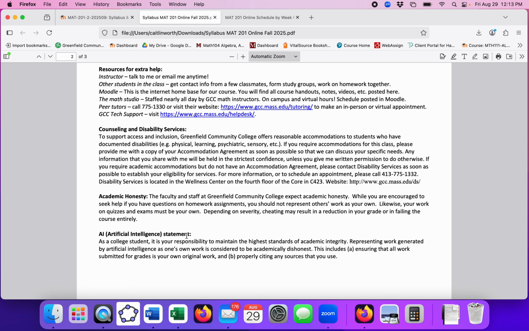Moodle is the home base for our course. So that's where you'll find everything. Nothing lives anywhere else. Everything is in our Moodle site. The Math Studio is staffed nearly all day by GCC math instructors on campus and virtual hours. So the schedule is posted in Moodle. There's a link to the Zoom room for the Math Studio there as well. Peer tutors, you can call the number or visit their website to make an in-person or a virtual appointment. And then there's some GCC tech support if needed.